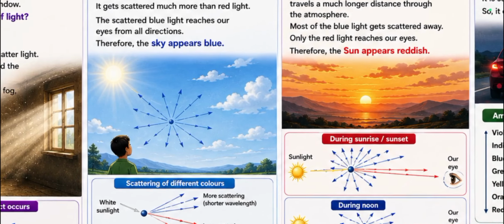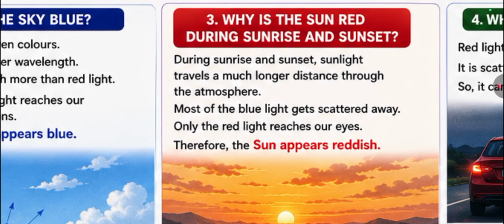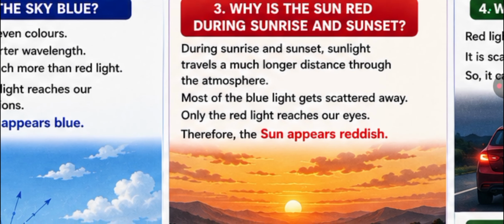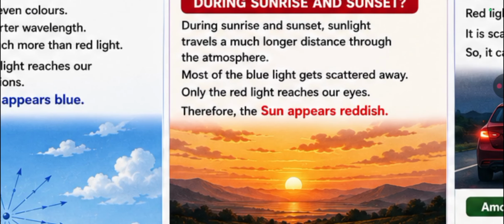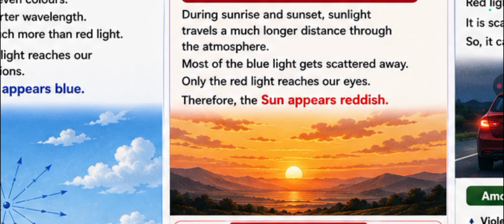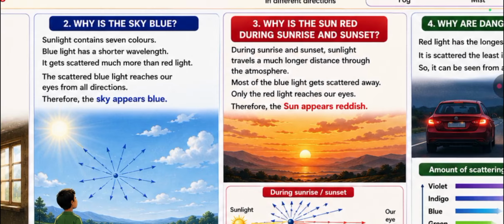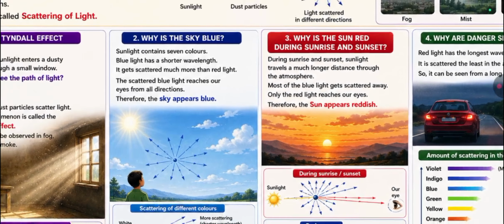And the third one is why is the sun red during sunrise and sunset? During sunset and sunrise, sunlight travels a much longer distance through the atmosphere. Most of the blue light gets scattered away. Only the red light reaches our eyes. Therefore, the sun appears reddish. These are the reasons the sun appears red during sunrise and sunset.